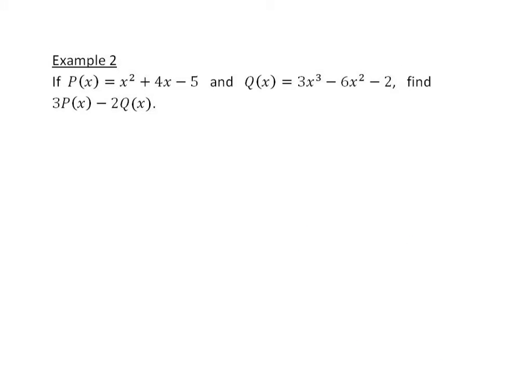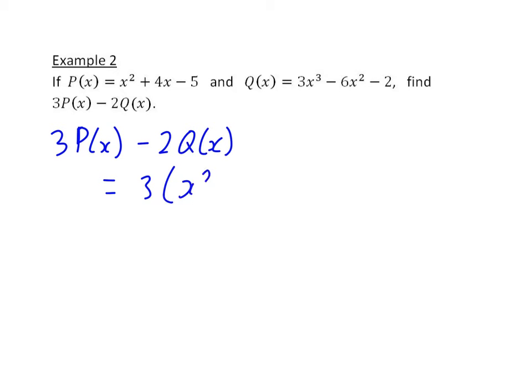In example 2, we've got two different polynomials from the example 1. P of x is x squared plus 4x minus 5, and q of x is 3x cubed minus 6x squared minus 2. And we want to find 3 times p of x minus 2 times q of x. So we're multiplying the polynomial p of x by 3, and we're multiplying the polynomial q of x by negative 2.